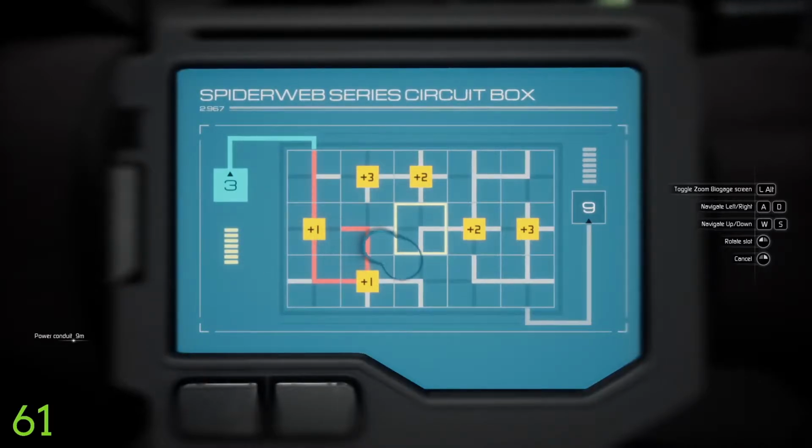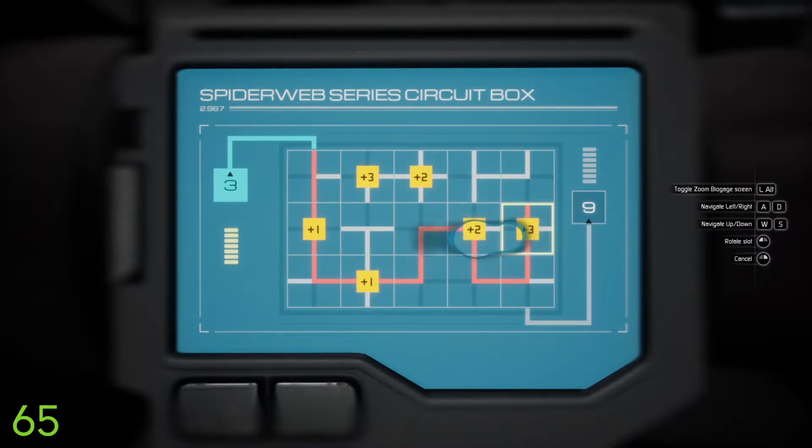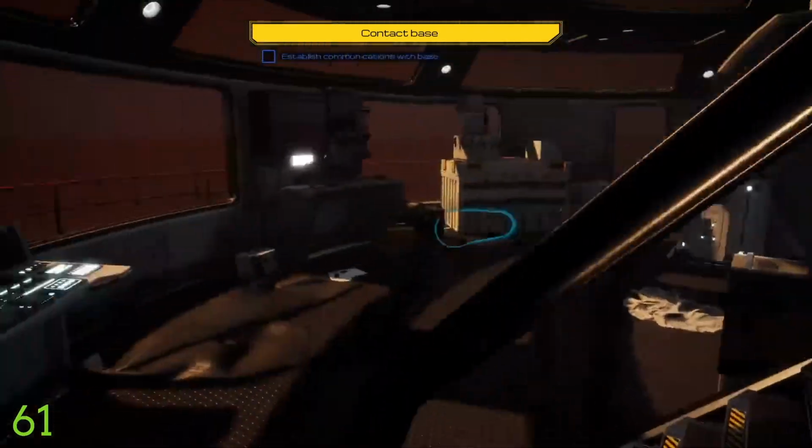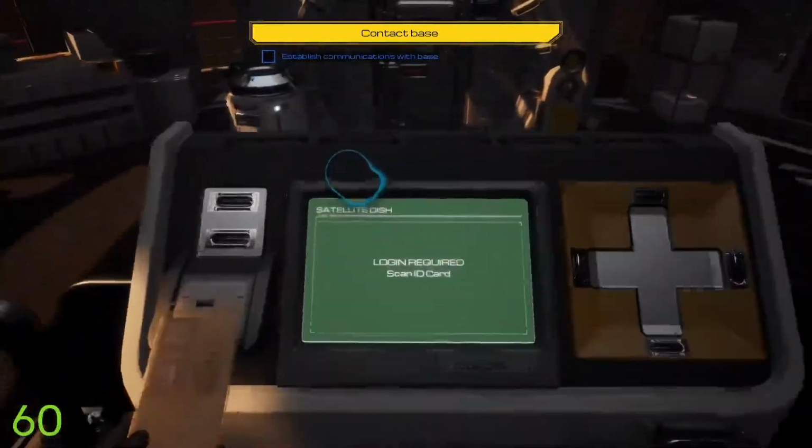This circuit box is amping up the current. Too much power will fry the system. Too little, and the dish won't work. Three, four, five, six. Right. Sandstorm is picking up again. Things just keep getting worse.